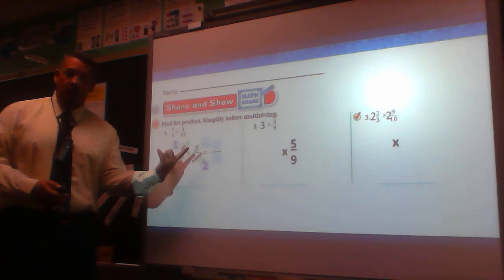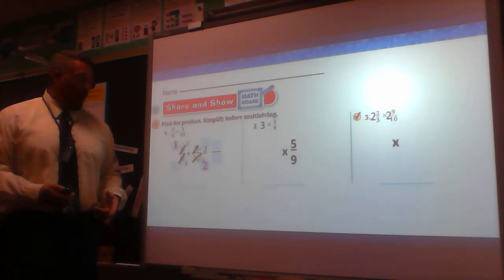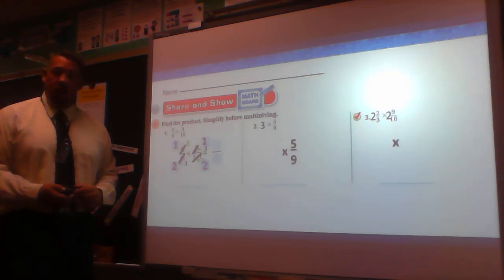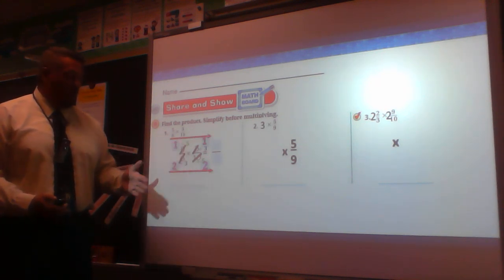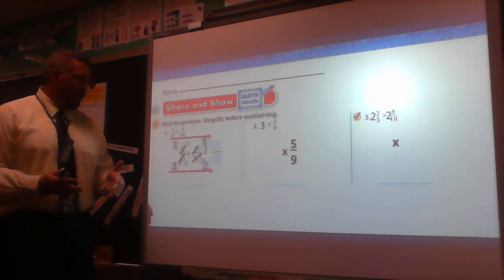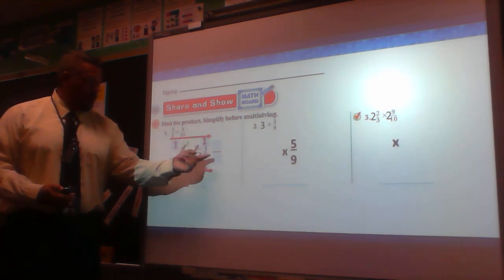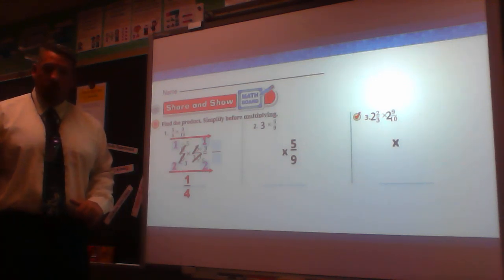Then I do the 3 and the 6. 3 will go into both of them, so that's what I reduce by. And 3 goes into 3 one time, and 3 goes into 6 2 times. Now I just multiply across. So I draw my arrows so I know which ones I'm matching up. I have 1 times 1, which gives me my numerator, and 2 times 2, which gives me my denominator, and I just simply end up with 1/4.